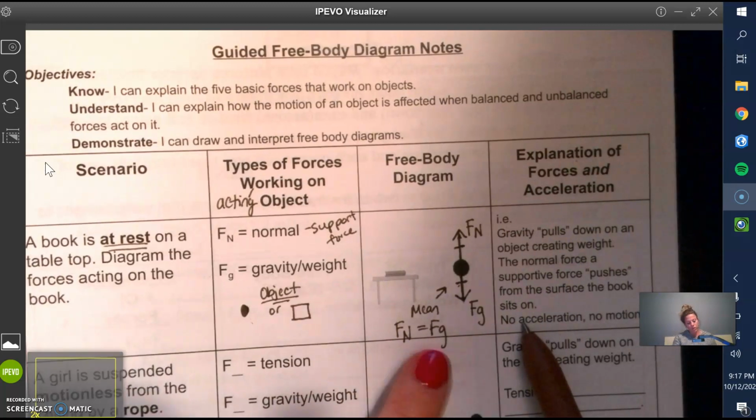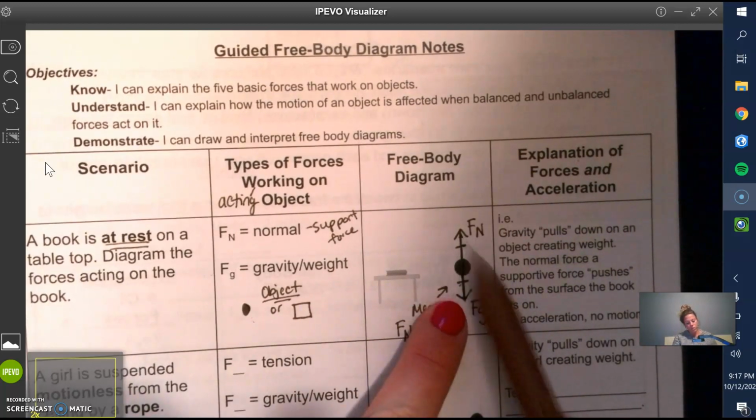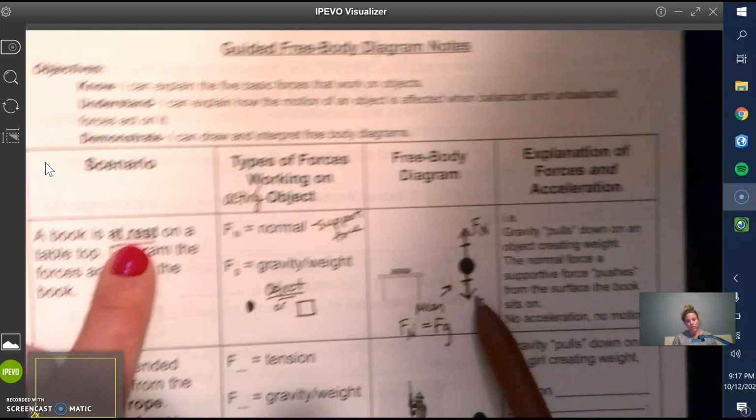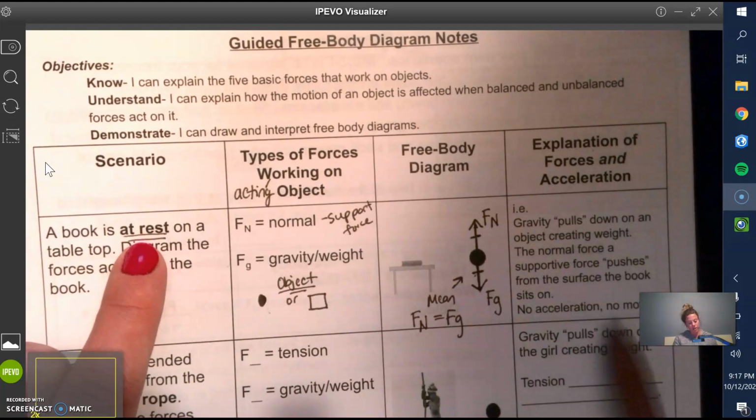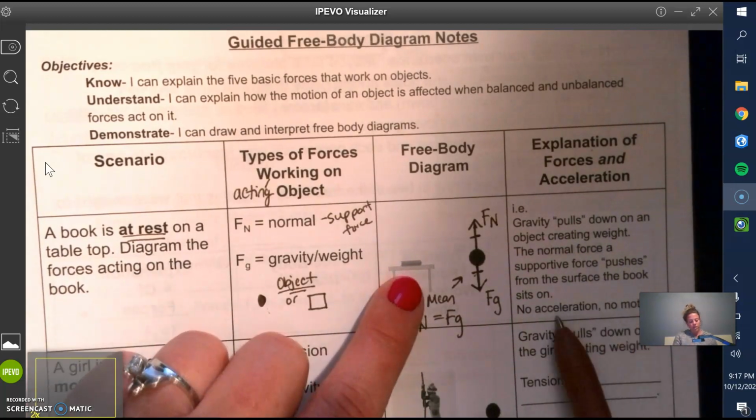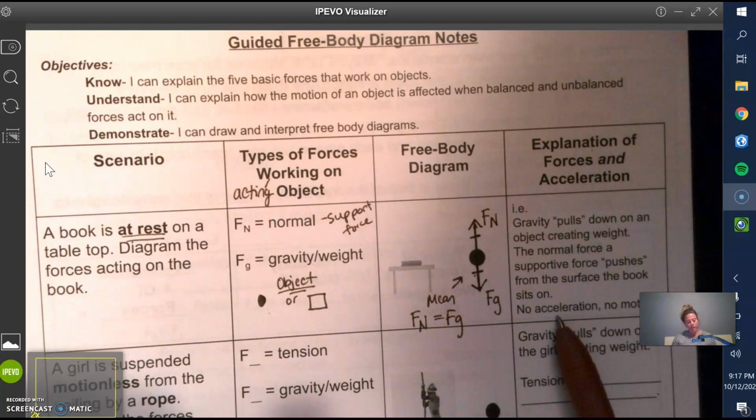And so when we look at this and we have equal forces, we can either have no motion, which is at rest, or we can have constant velocity. And in this case, we've got no motion because it's telling us it's a book at rest, right? So we should know that. And therefore, the book has no acceleration.